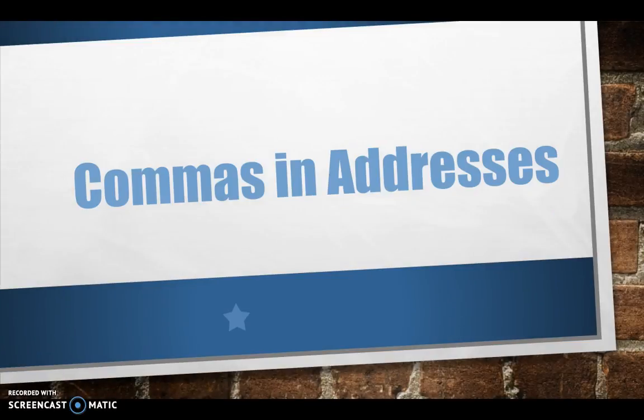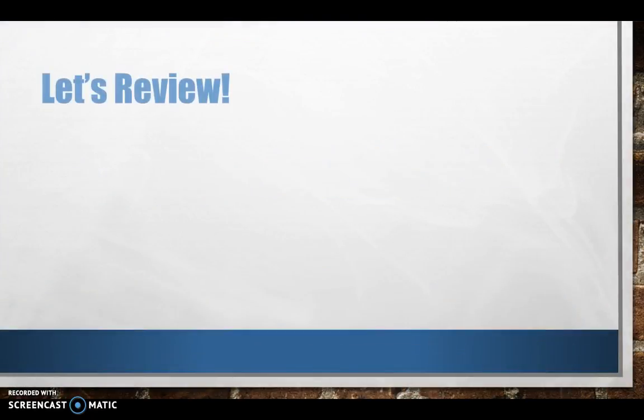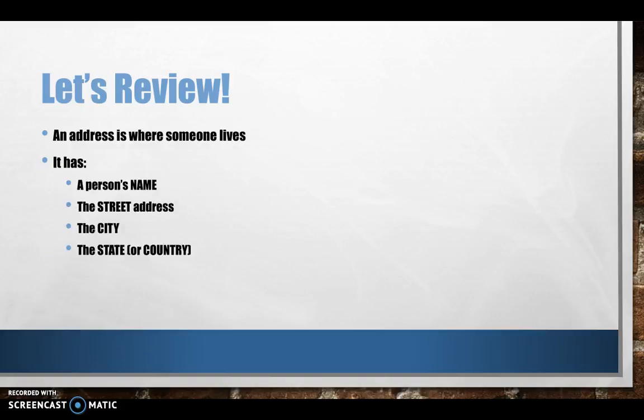Hi, boys and girls. Today we are going to continue talking about where we put commas in addresses. Let's review. An address is where somebody lives or where a building or a business is located. It typically has a person's name, the street address, the city, and the state or the country. It may also have a zip code, which is the numbers after the state, and that is in the United States.